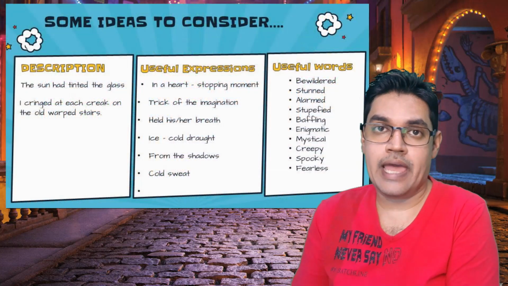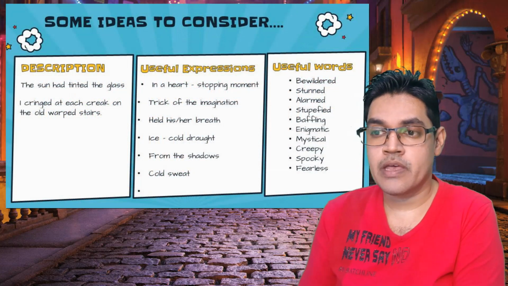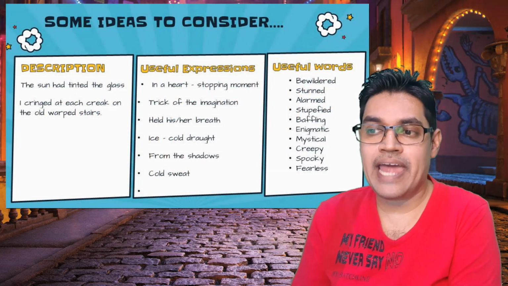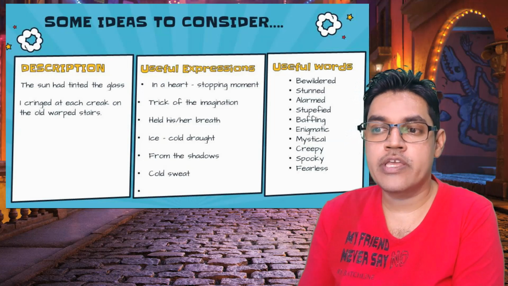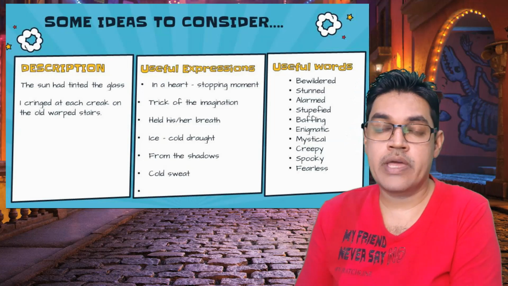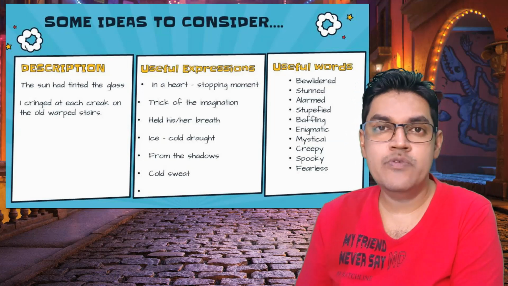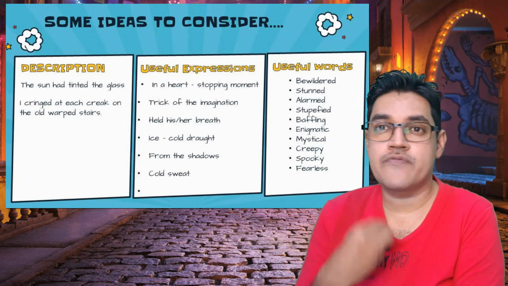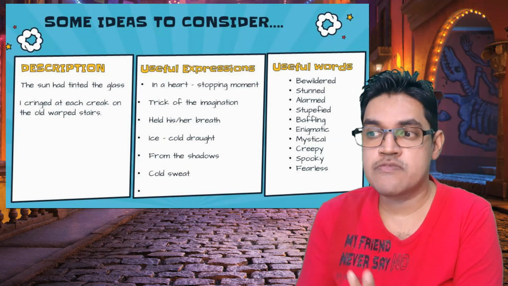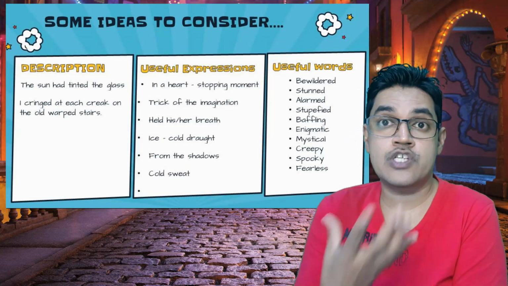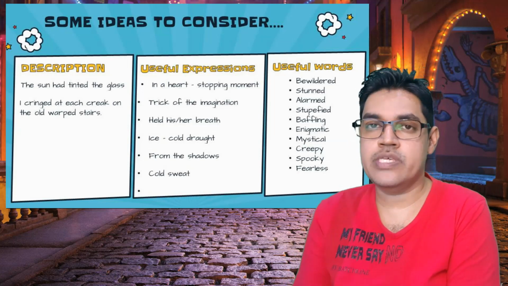now let us look at some descriptions and useful expressions that may be useful to you to write your essays later. Now, the descriptions that I have given here are some examples. The sun had tinted the glass. Another one, I cringed at each creak on the old warped stairs. Okay, that is the description. Next, some useful expressions to bring the element of surprise, or suspense, or shock. Okay, so you're writing a mystery story, yeah?